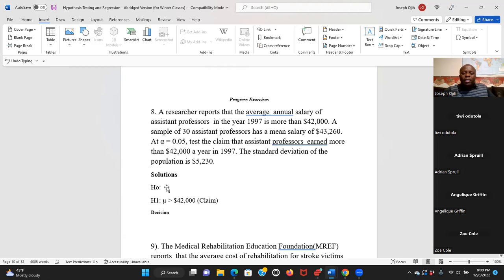But we can't use the less than symbol in the null hypothesis. You can only use less than or equal to. So you have mean less than or equal to 42,000. So the first thing you do when you are solving a hypothesis problem is to state the null and alternative hypotheses, and identify your claim.